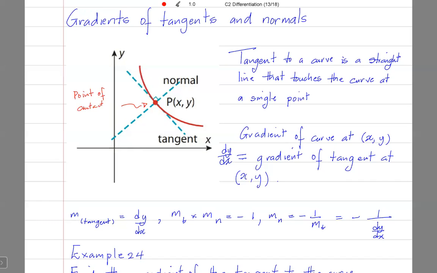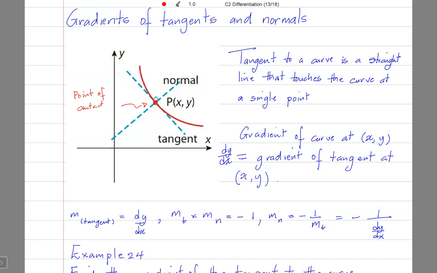So the gradient of the tangent is equal to dy by dx, and the gradient of the tangent multiplied by the gradient of the normal is equal to -1. That is coming from our knowledge of coordinate geometry, that the product of the gradients of perpendicular lines is -1. So the gradient of the tangent multiplied by the gradient of the normal is equal to -1. And so the gradient of the normal is equal to minus.